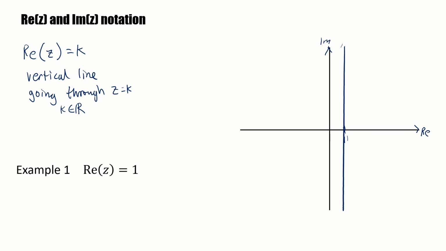The second sort of loci you can get is, as you can probably guess from the title of this slide, im of z equals k. This time, instead of setting in stone the real component, we're setting in stone the imaginary component. So we're fixed in place vertically, but horizontally we can go wherever we like. That will result in a horizontal line going through the point z equals ki, where k is a real coefficient for that.